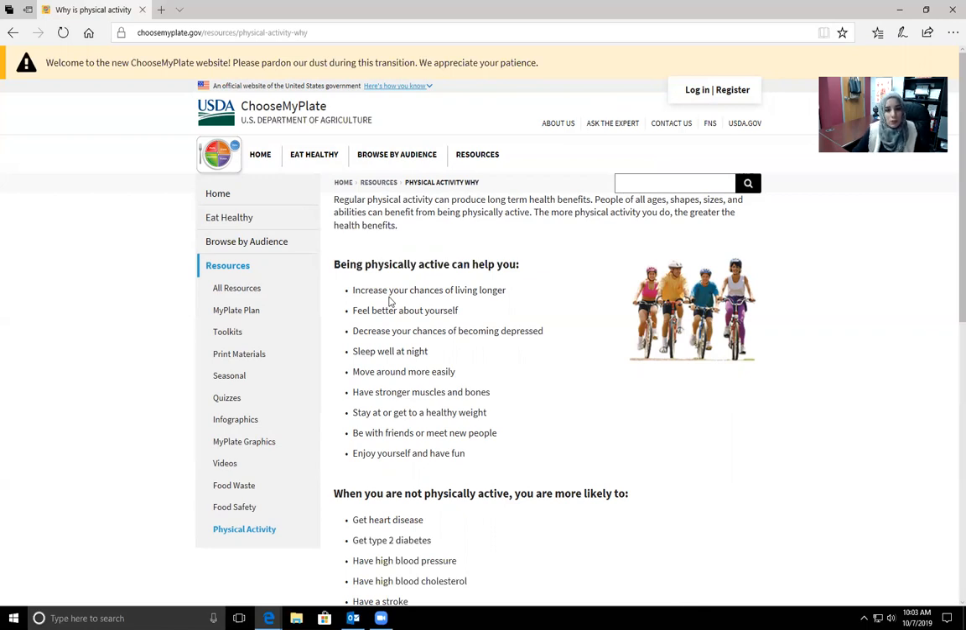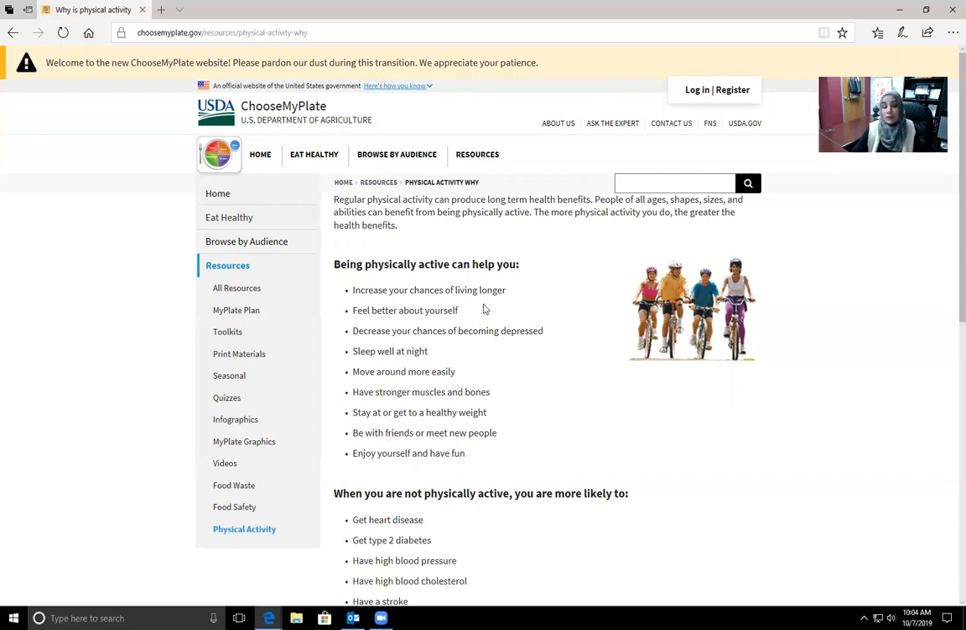And so for this, why is it so important? Being physically active can help you feel better about yourself and sleep well at night, and we know the importance of sleeping and our resting metabolism, and how important that is for our body to basically housekeep and clean up and get ready for the next day. So if you don't sleep well, we won't be ready for the next day. Basically, our internals, or our body, won't be able to function properly for the next day.